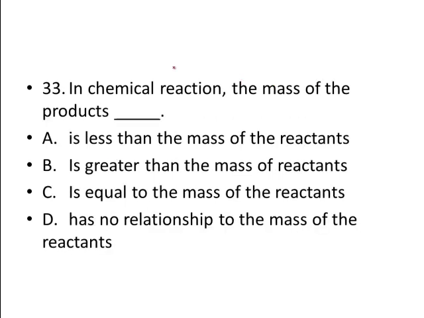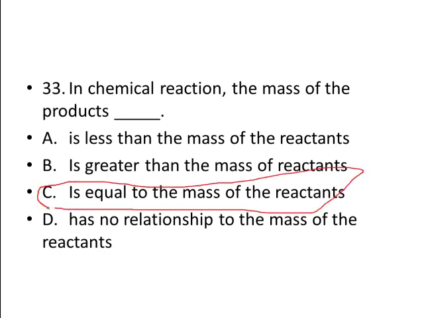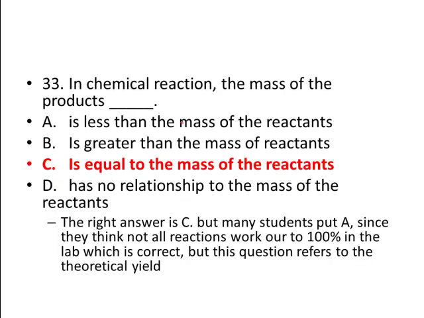All right, let's go to 33. In a chemical reaction, the mass of products is always equal to the mass of the reactants. And I think a lot of people are putting A because they think this is a reference to a lab situation. And we're not really talking about lab work. This is all theoretical questions that we're presenting to you.